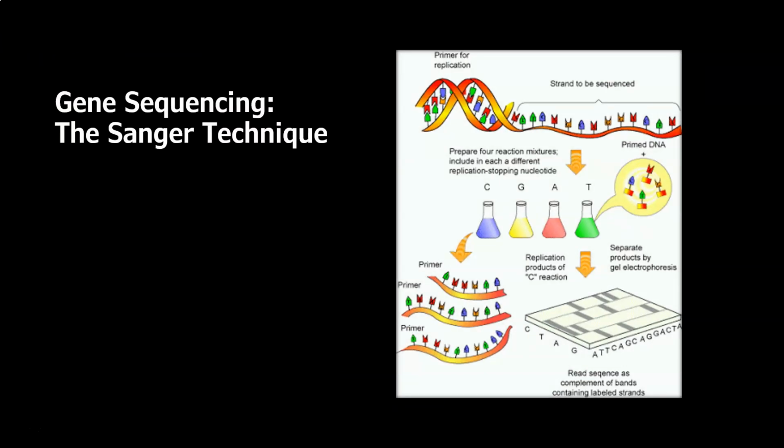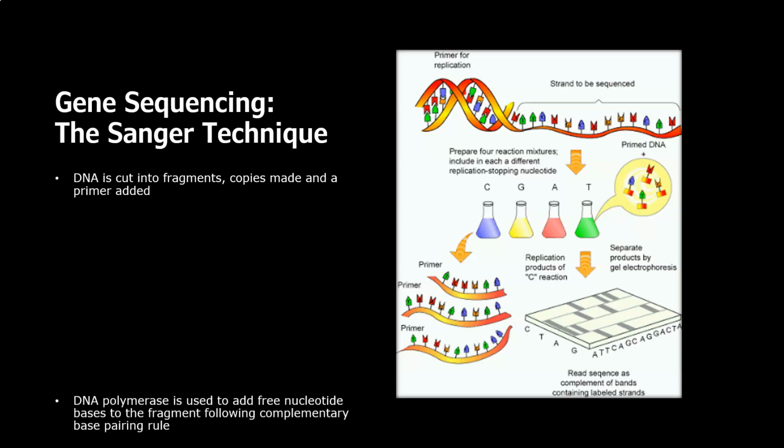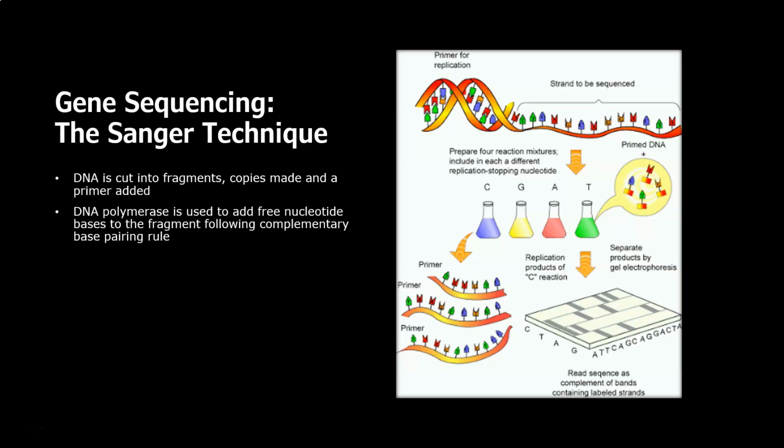Now, that's a very brief overview of base sequencing and how gene sequencing is done. Let's have a look now at the Sanger technique. So, the DNA is cut into fragments. Copies are made and a primer is added. So, the primer allows for the replication. DNA polymerase, remembering that from back in our replication and transcription translation unit, is used to add 3 nucleotide bases to the fragment, allowing the complementary base pairing rule to occur.